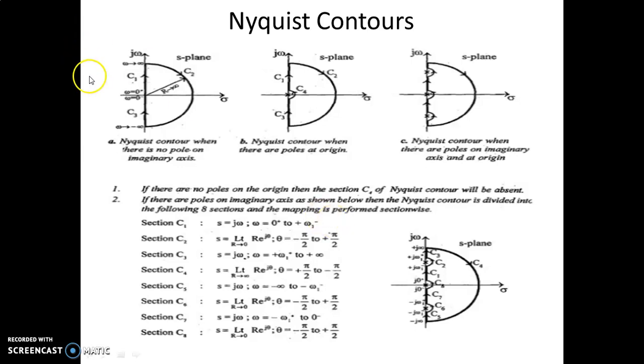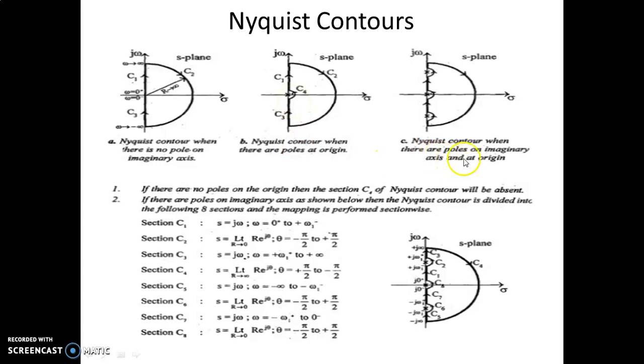That means if you are taking the first figure, this Nyquist contour is used when there is no pole on the imaginary axis. Simply saying, on this axis there is no pole in the given transfer function. If there is any pole at the origin, or a number of poles at the origin, then you have to take the second Nyquist contour. For example, 10 by S into (S plus 1) into (S plus 2); that means S is there at the origin.